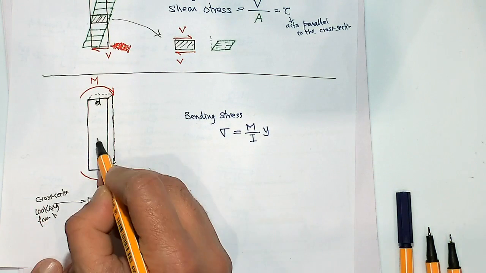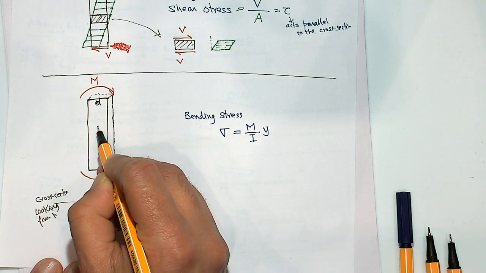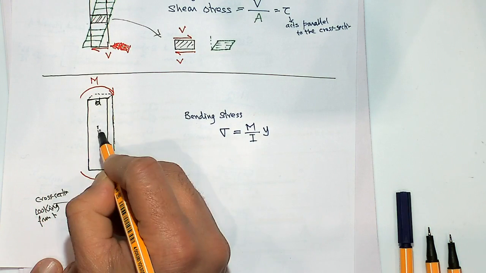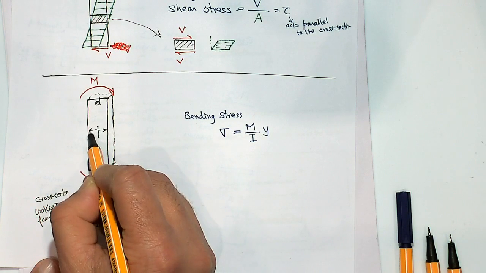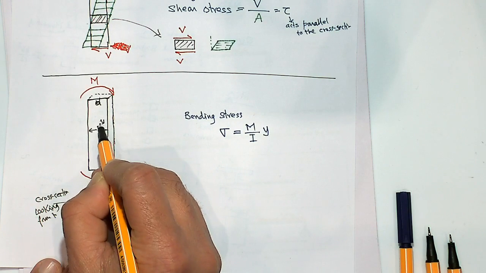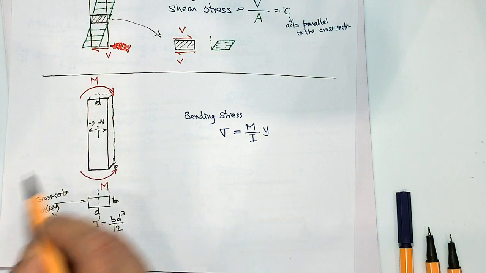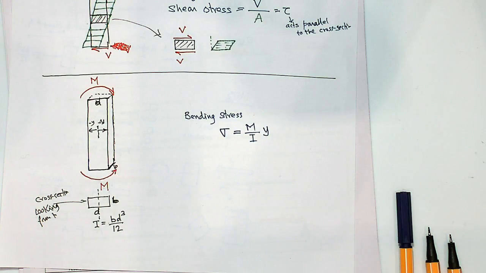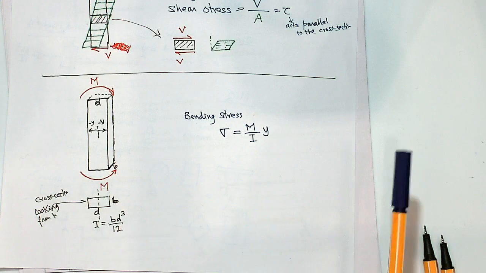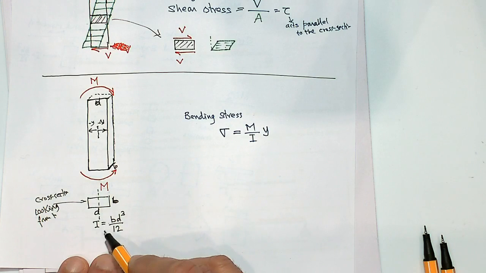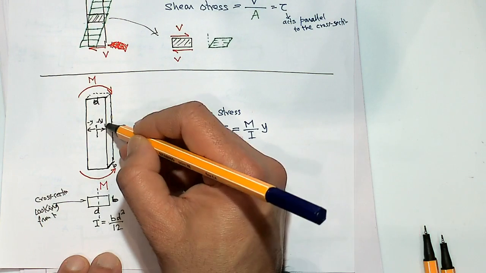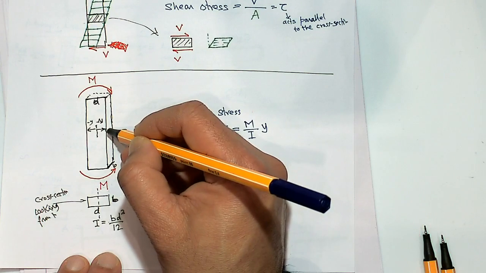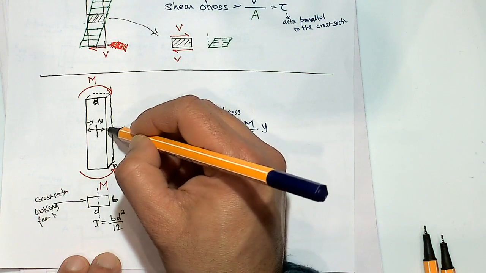And what is y? y is the distance from the neutral axis, from the middle plane. So y is this distance or that distance. That could be positive y and this could be negative y. So it could be one side tensile, one side compressive. So you need to find out first the cross section, the second moment of area, and at what point you are calculating the stresses. The stresses you are calculating at this point, so the maximum would be there.